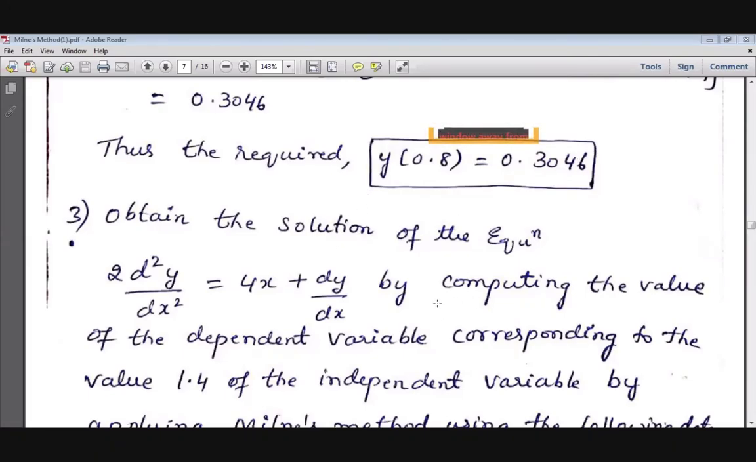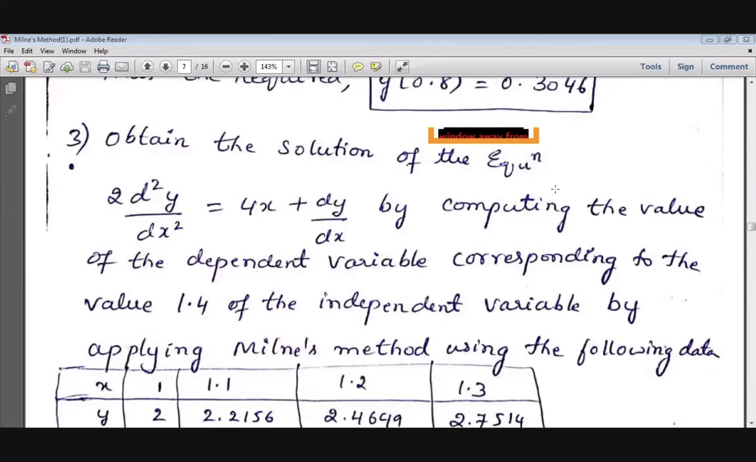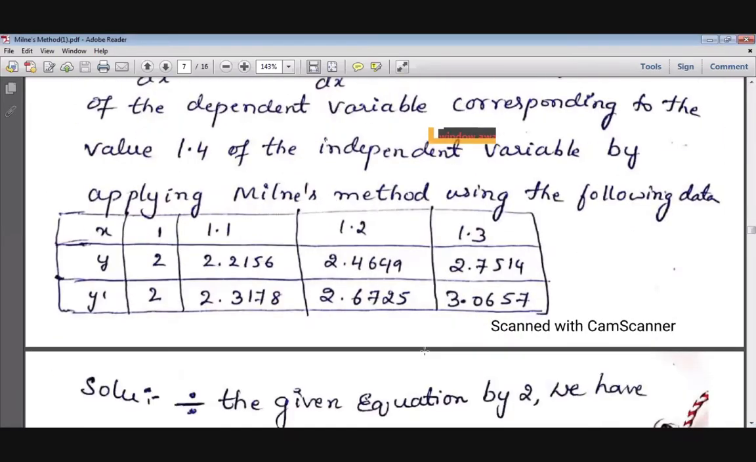Obtain the solution of the equation 2 d square y by dx square is equal to 4x plus dy by dx by computing the value of the dependent variable corresponding to the value of 1.4 of the independent variable by applying Milne's method by using the following data. This is the given problem. These are the given data.